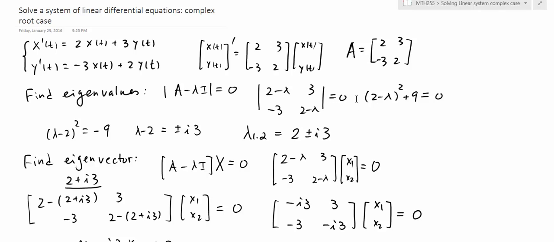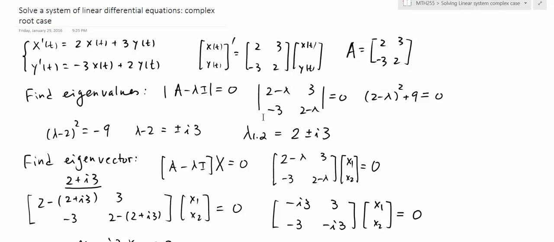Then we multiply this determinant out. We have (2 minus lambda) squared plus 9 is equal to 0. So move 9 to the right-hand side, and we get -9. So lambda minus 2 is the square root of -9, which is plus or minus i, the imaginary unit, times 3. Adding 2 to both sides, we have eigenvalues equal to 2 plus or minus 3i.